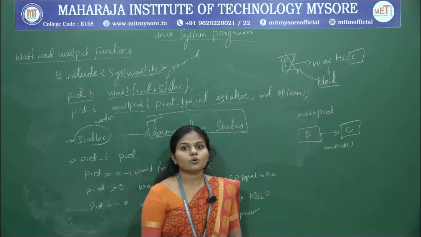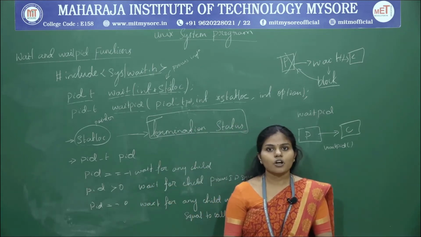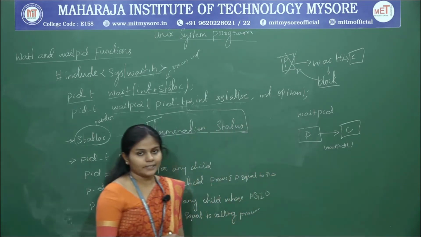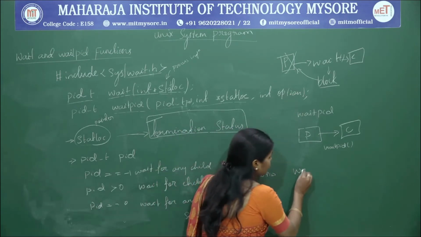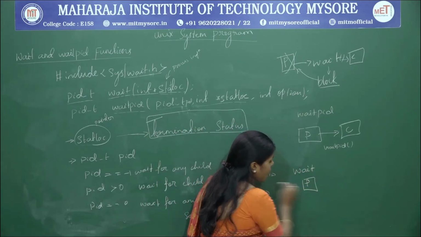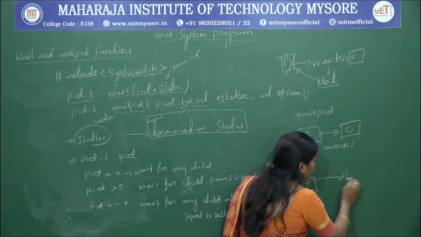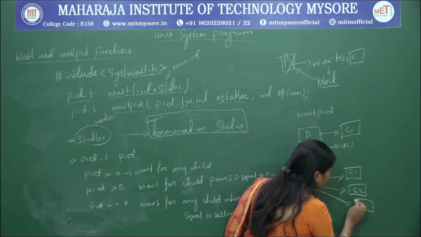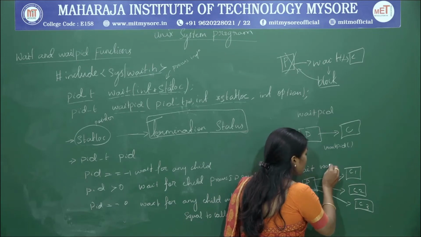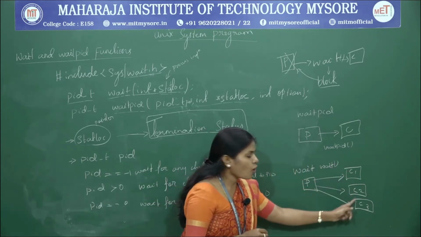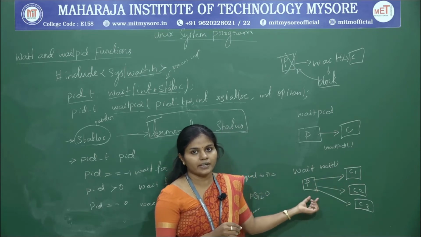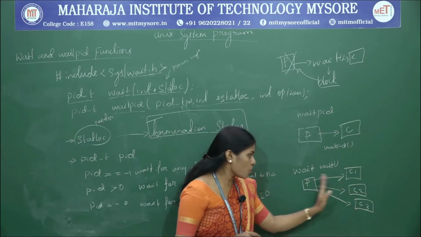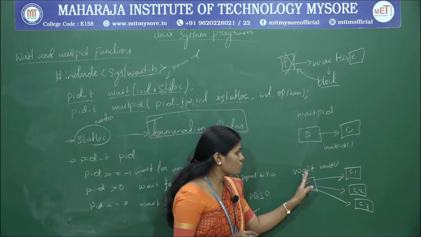Wait is used for the termination of a single child. What do I mean by that? When you call wait, we have the parent, and the parent has created many children. Suppose, for example, child 1, child 2, child 3. Now when it calls the wait API, any one of these children is going to terminate. So this is what wait does.